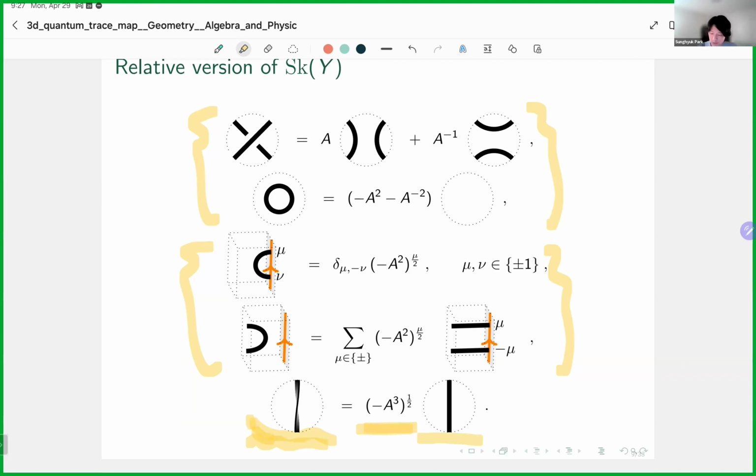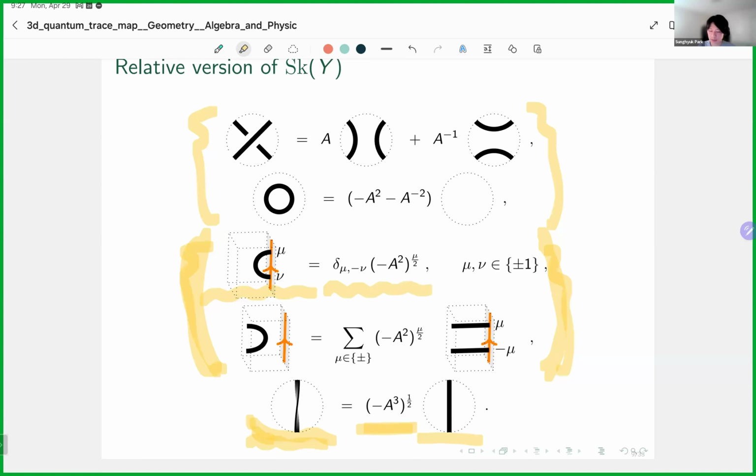But what's more important are these two relations in the middle. The first relation tells us that whenever we have a C-shaped angle that is localized around some point on the boundary, then we can get rid of it. Basically, we can evaluate it to a number, and the number is given by this.